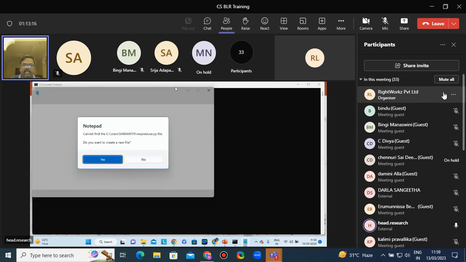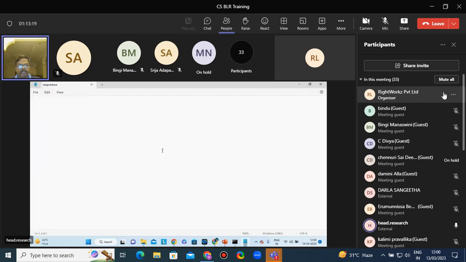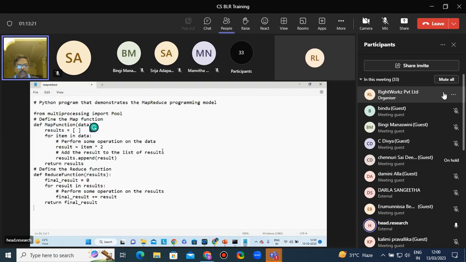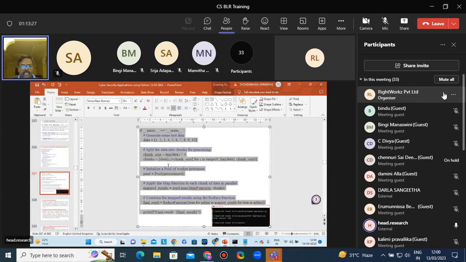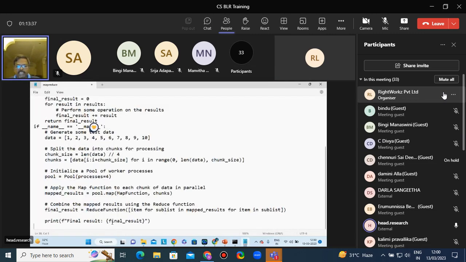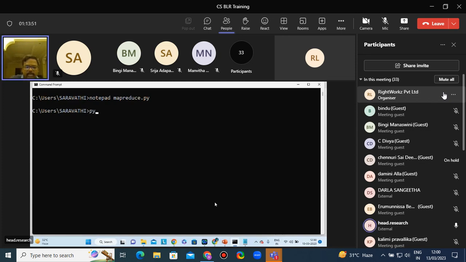So mapreduce.py. I am creating a file called mapreduce. MapReduce is one of the models you can call it in the Hadoop environment, especially for data analysis purposes. MapReduce has functions like the map function, reduce function, etc. I have taken a sample data set 1 to 10 and I am applying the Python MapReduce.